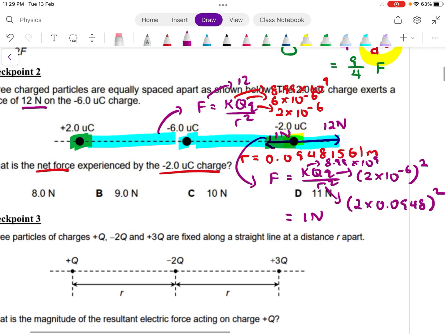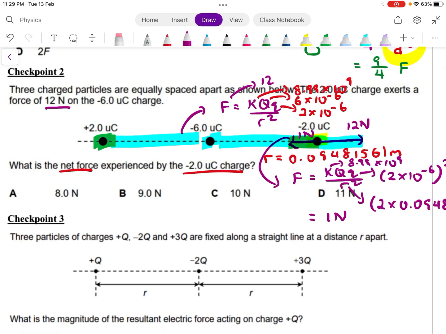Okay, the next part is, they ask what is the net force, meaning the resultant force experienced by the negative 2 microcoulomb charge. So you just use 12 minus 1. This will give you 11 Newton. So that is how we do checkpoint 2.